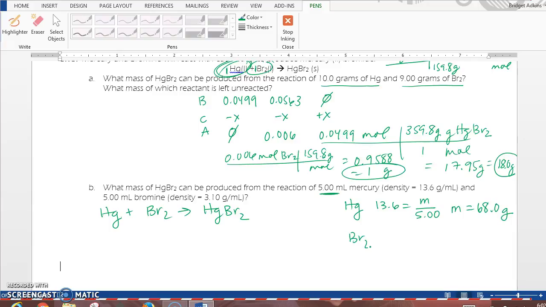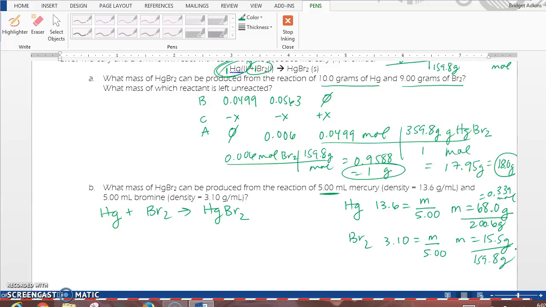And then for our Br2, similar story. The density is 3.1. I'm looking for the mass, and the volume is 5 milliliters. And so 3.1 times 5, 15.5 grams. Okay, so now I've gotten basically to the point I was given in this problem. So a little bit more work to get to the mass. And now I've got to figure out how many moles that is. So I'm going to divide this by the molar mass of the mercury. And that gives me 0.339 moles.